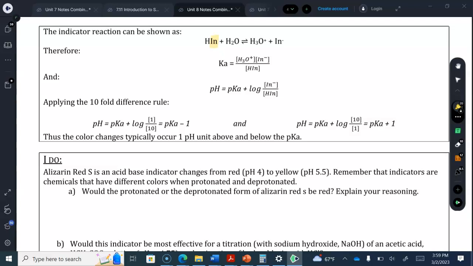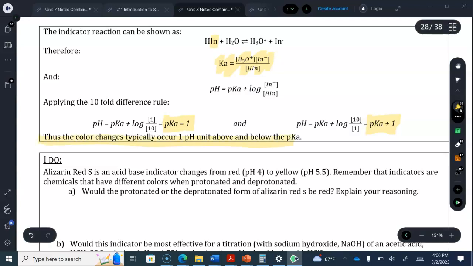So when we look at these, we see that the Ka for that is given, and if you plug that into the Henderson-Hasselbalch equation, pH equals, it is given as follows. And so the tenfold rule is shown here. So that is generally a pH. So the pH of the indicator needs to be within plus or minus 1 of the pKa of the acid, as shown here, or stated here. Okay.